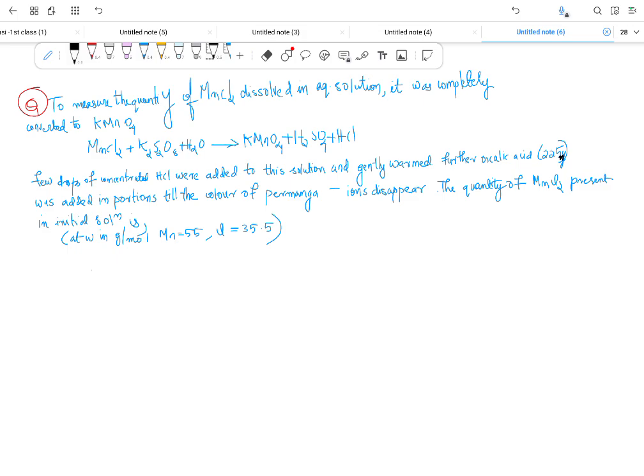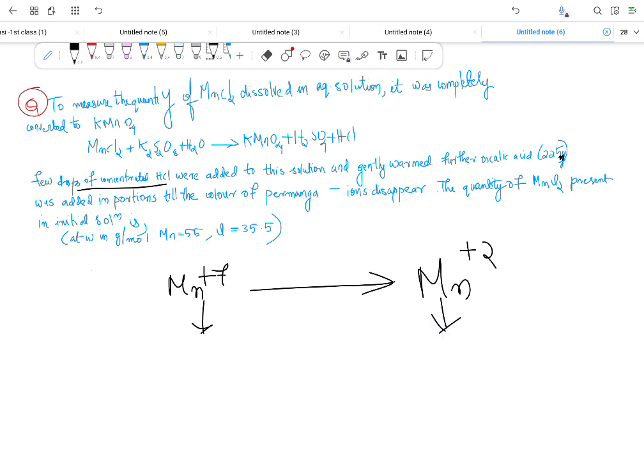So what does it mean by till the color of permanganate ion disappears? Permanganate ion has a color when it is Mn plus 7. In acidic medium, with a few drops of concentrated HCl added, it will be converted to Mn plus 2. So this is purple colored, whereas this is colorless. At this stage, we have to find the quantity of MnCl2.